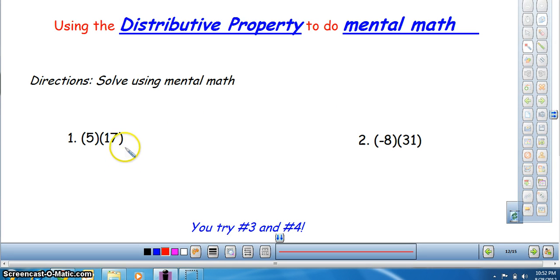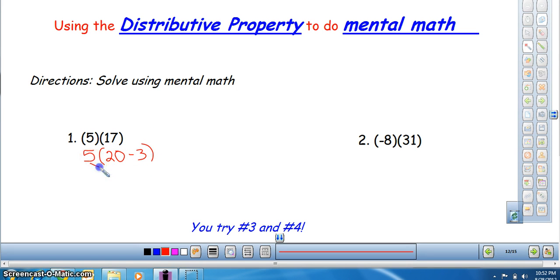We're going to also use the distributive property to do our mental math. Someone has said to me in years past, "Mental math, I can do it in my head." But what we want to show is the distributive property. So 17 is very close to 20. So we're going to think of 17 as 20 minus 3.